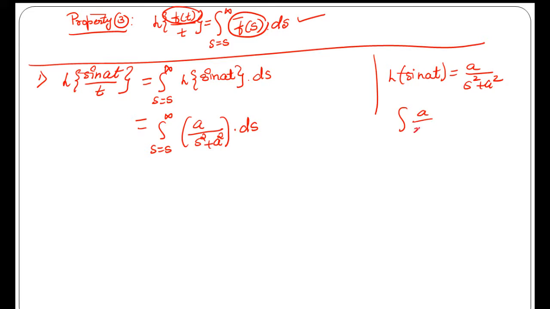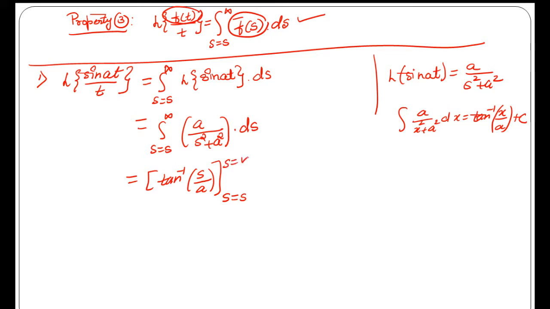The integration of a divided by x square plus a square with respect to x is equal to tan inverse x by a plus c. So this becomes tan inverse of s by a, and apply the limit. No need to write plus c in this case since it is a definite integral. For an indefinite integral, you should add the constant plus c, but for definite integrals, substitute the limit s equal to s to s equal to infinity.